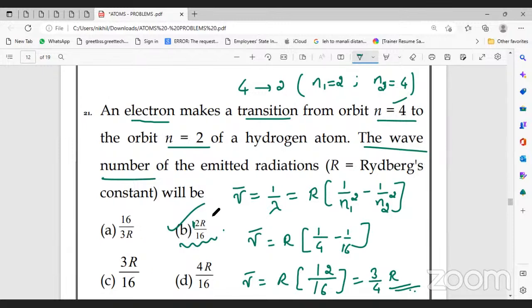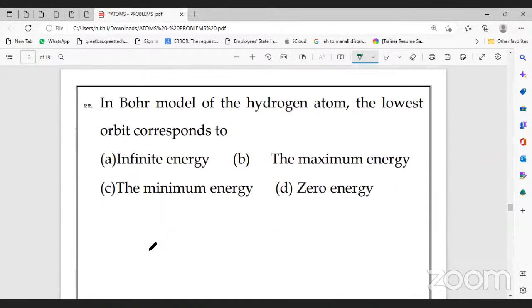I think option B is it. It is not 2 R by 16, because instead of giving 2 by 16, they can go with 1 by 8 also. But maybe a printing error. So it is 12 R by 16. So option B is the right answer, students.